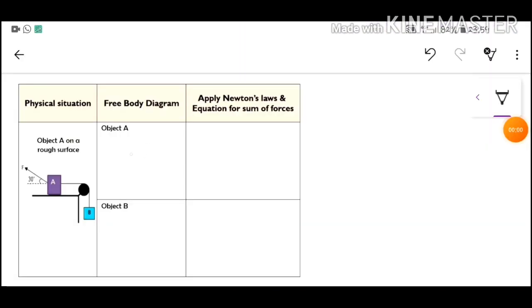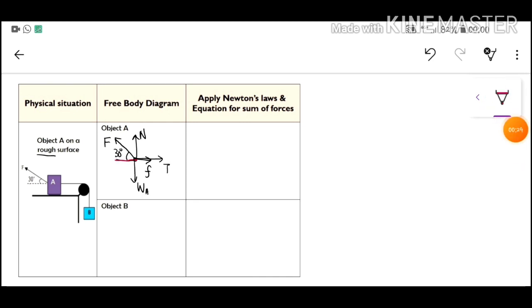Object A is on a rough surface, so the free body diagram for object A has the normal force exerted upward, the weight downward, the pulling force F with the angle of 30 degrees, a tension, and because it is a rough surface, there is also friction exerted.